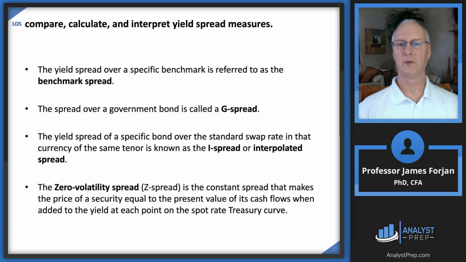Now, the yield spread over a specific benchmark is known as the benchmark spread. The spread over a government bond is known as a G spread. And the spread over the standard swap rate is the I spread. And this one is really cool. This one's going to be important, especially at level 2, this zero volatility spread. And so I want you to think about this. What this is going to do is be a spread that makes the present value of those cash flows, when it's added to the yield at each point on the Treasury spot curve, be equal. And the CFA program will show you how to compute that zero volatility spread in level 2.